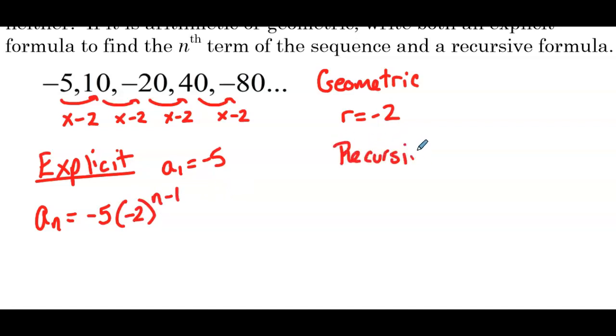Recursively, this sequence starts out at -5. We already identified that piece. And here I'll use a sub n plus 1, using that different notation that we could see in a recursive formula. So to go from one term to the next, we have to multiply by -2. The term before a sub n plus 1 is a sub n. So we can write this as -2 times a sub n. All right, so we have our explicit and our recursive formula for this sequence.